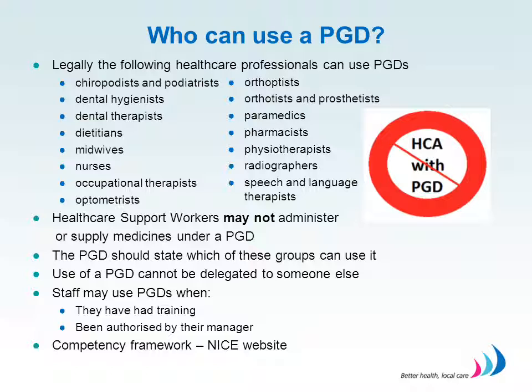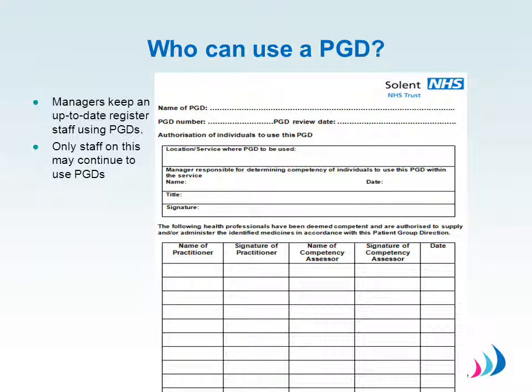Within Solent NHS Trust, individuals may only use a PGD if they have received appropriate training and they have been deemed competent to use the PGD by their manager. A competency framework available from the National Prescribing Centre may be useful for managers who need to assess the competency of staff to use PGDs. Managers must maintain an up-to-date register of all staff working under PGDs. Only staff on the register may use a PGD.